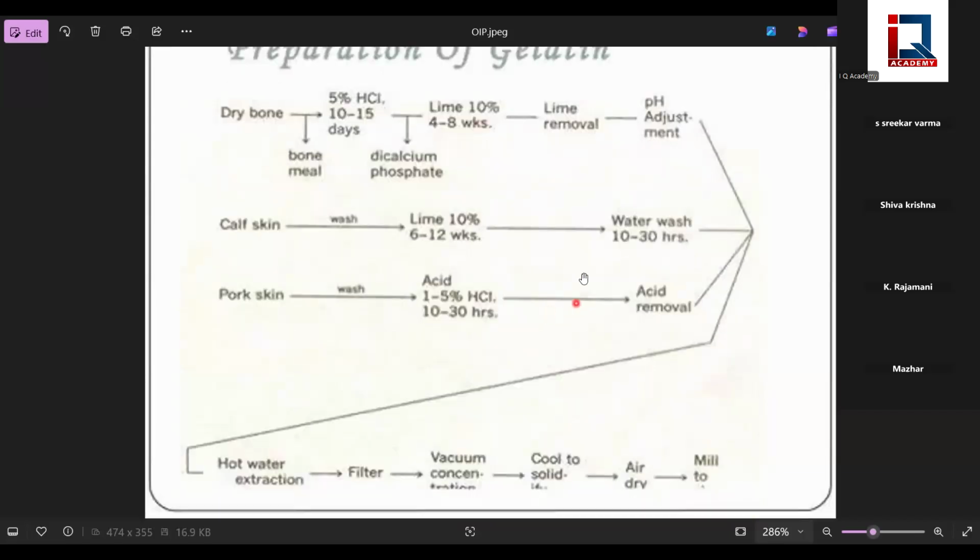The product which I got either from dry bones or calf skin or pork skin is treated with the acid or lime, right? Then lime or acid is removed, pH is adjusted, cleaned with water, then the hot water extraction method. Extract the content with hot water. Filter the content, then concentrate that volume, cool to solidify, dry it, then you will get the gelatin.